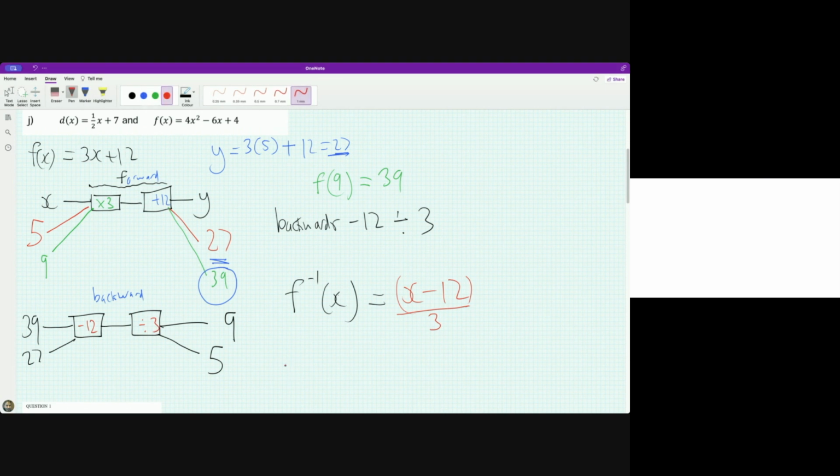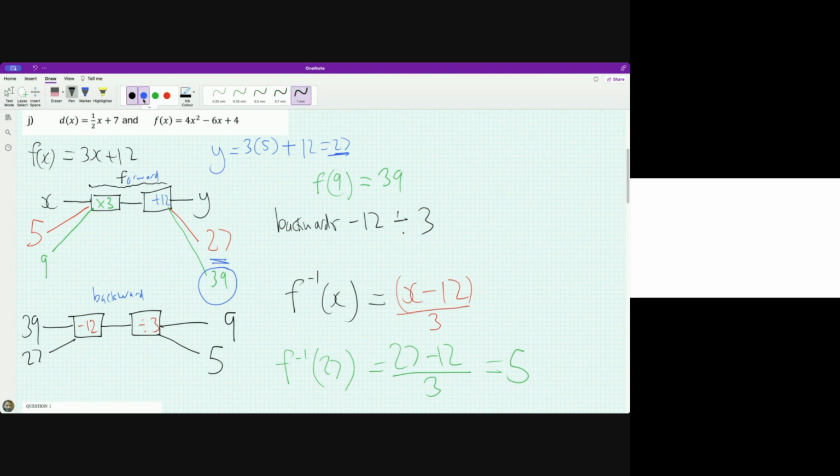Let's just check that it does work for interest's sake. What is the f of minus 1 of 27? Well, 27 minus 12 is 15, divided by 3 is 5. Okay, so it turns out my funky new notation does do the job.